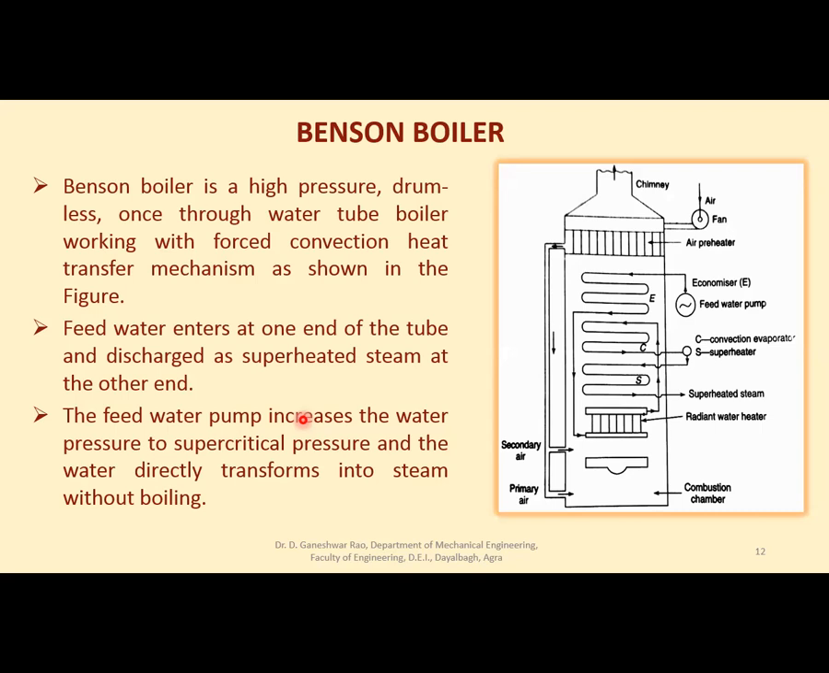In Lamont boilers, another difficulty was formation and attachment of bubbles on the inner surface of heating tubes. The attached bubbles on the tube surfaces reduce the heat flow and steam generation. Along with deposition, these also put up difficulty in steam generation, right? Due to the high thermal resistance. Now, in this boiler, how working is taking place, you can see: Benson boiler is a high pressure drumless once-through water tube boiler. It is a drumless boiler with a forced convection heat transfer mechanism.